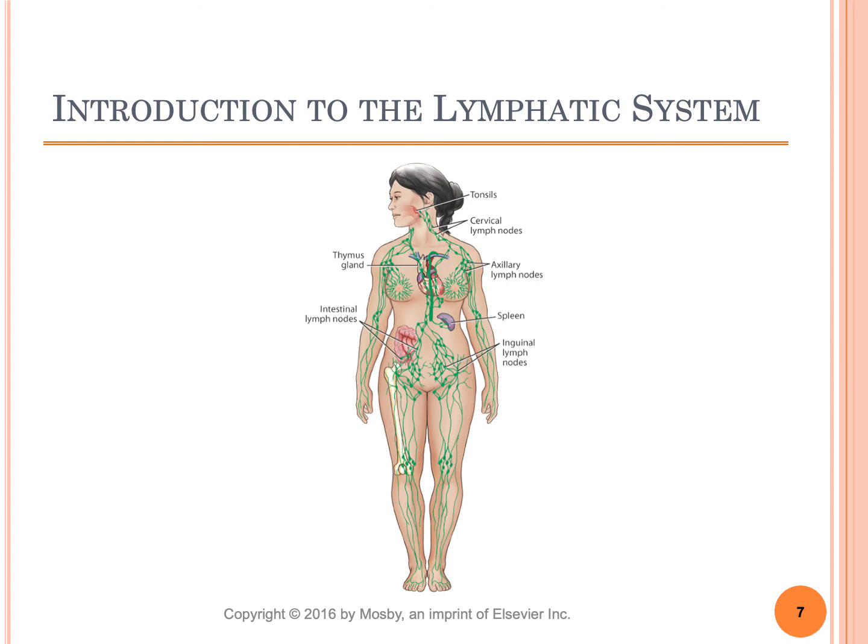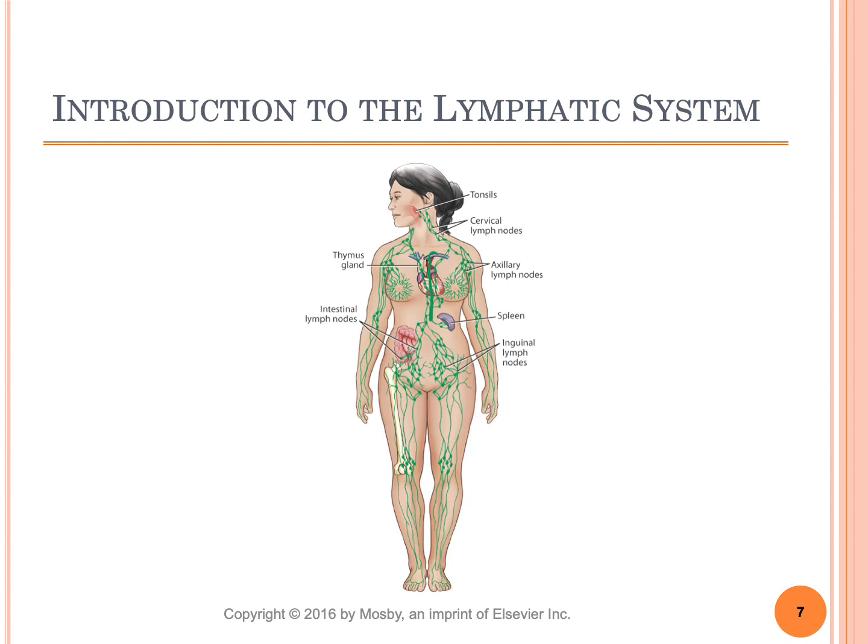Now, some organs that help support and assist the lymphatic system include the spleen, which is a lymphatic organ that's located right below our ribs on the left side. It serves as a blood filter and also a blood reservoir. It's kind of like a big sponge. And we can live without our spleen.